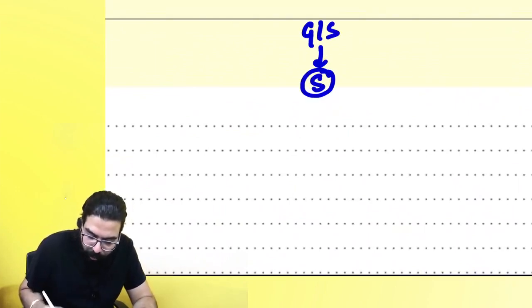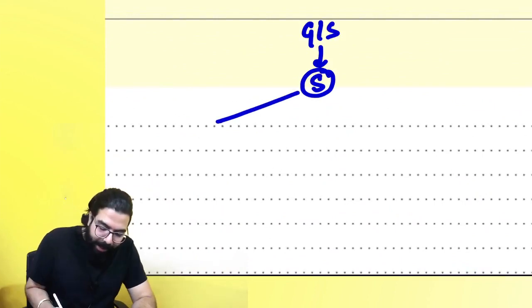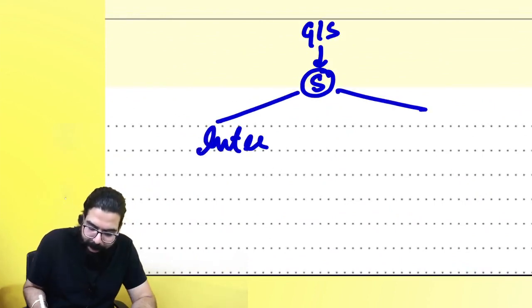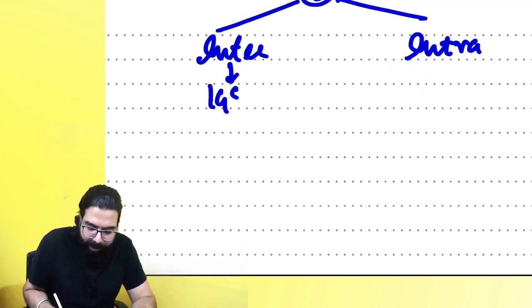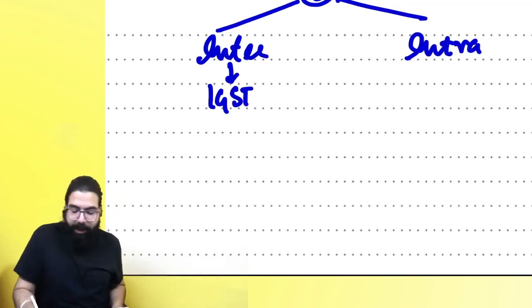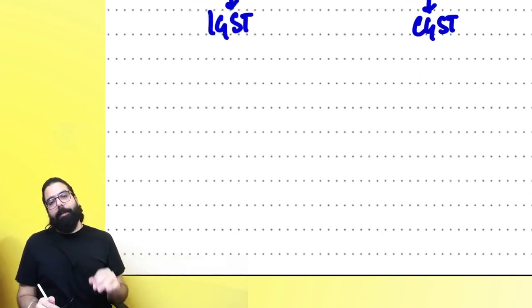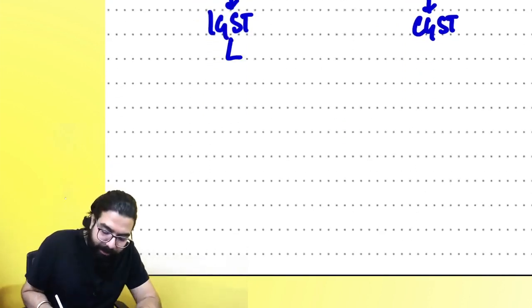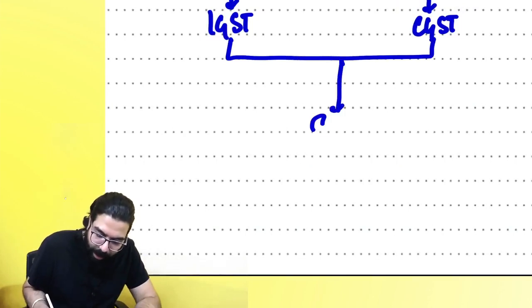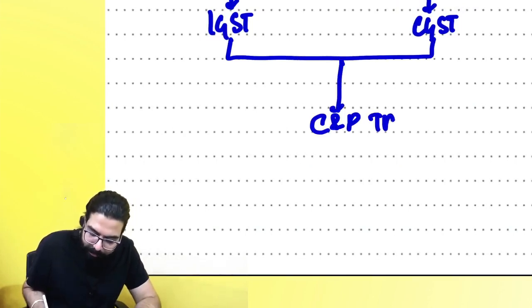Goods or service has to be supplied. Supply can be either interstate supply or intrastate supply. Interstate supply, IGST will be levied. Intrastate, CGST will be levied. Once GST is levied, GST has to be collected and paid by a taxable person.